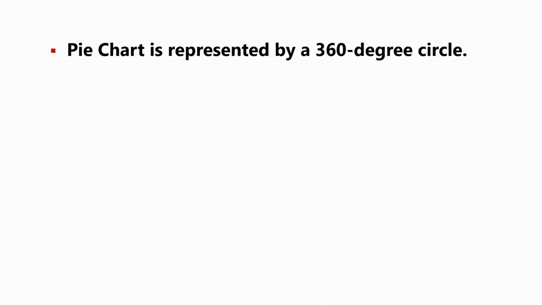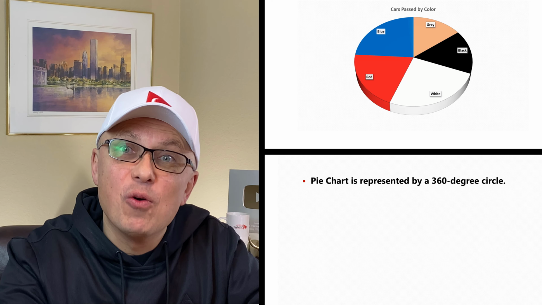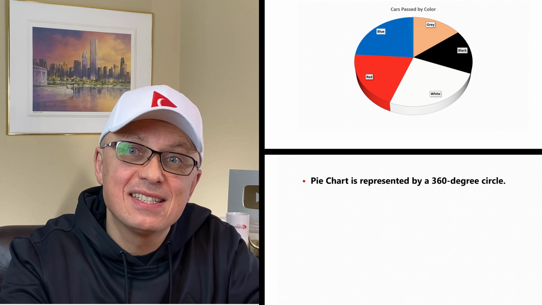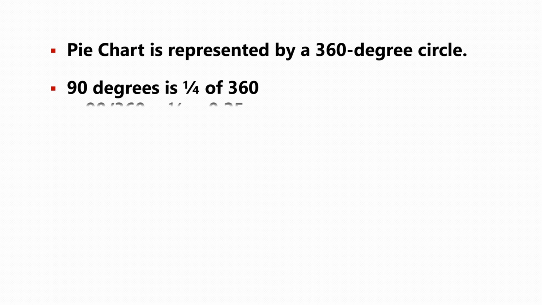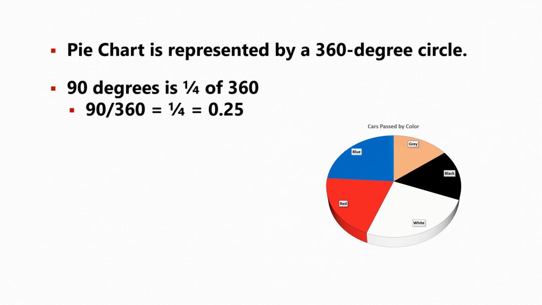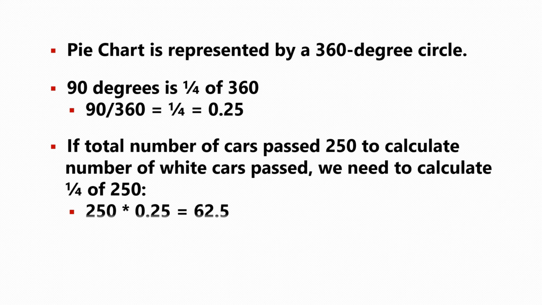A pie chart is represented by a 360-degree circle. We know that a 90-degree angle represents the number of white cars that passed the traffic light, and 90 degrees is a quarter of 360. To do the calculations, you need to divide 90 by 360, which is a quarter or 0.25. We need to build the proportion to calculate the final value. If the total number of cars that passed the traffic light is 250 and it's represented by a 360-degree circle, to calculate the number of white cars that passed, we need to multiply 250 by 0.25.